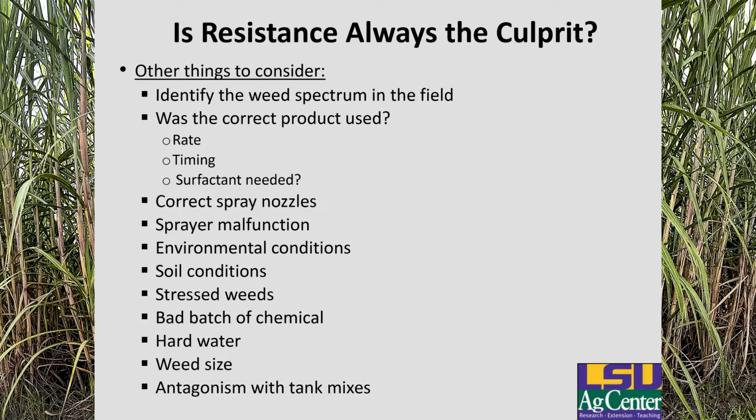Environmental conditions, soil conditions. I've seen over the years, if you put out a pre and it's real cloddy, you get decreased control if the ground is real cloddy. So that's something to keep in mind. Stressed weeds. I went out to a call a couple years ago in North Louisiana. Guy put out Roundup and just wasn't getting any control on weeds that normally it would. I mean, the whole field. It wasn't kind of like some are dead, some are not. So they were drought stressed. So if they're stressed and not actively growing, they're not going to take that product up. So that's one thing to consider.